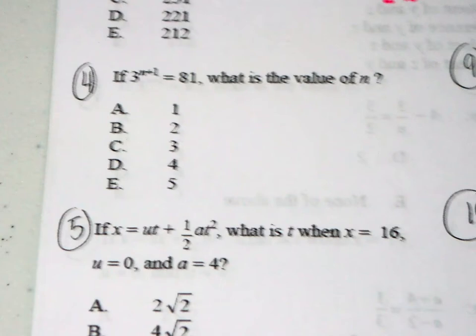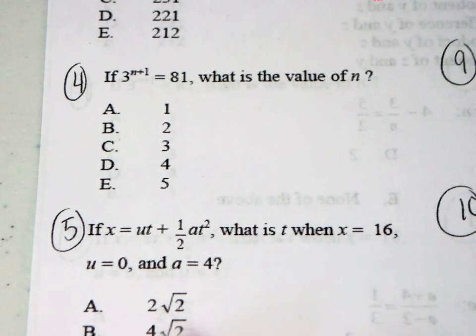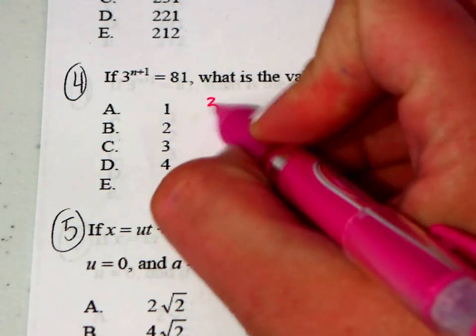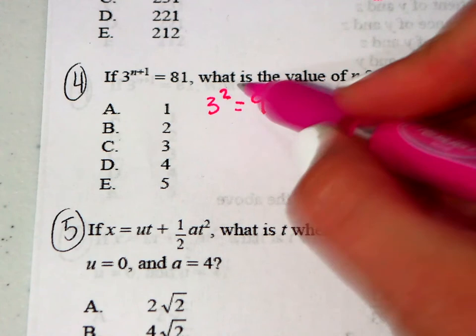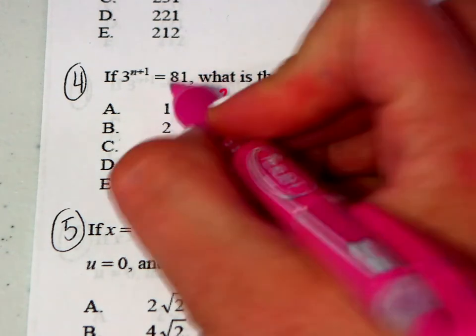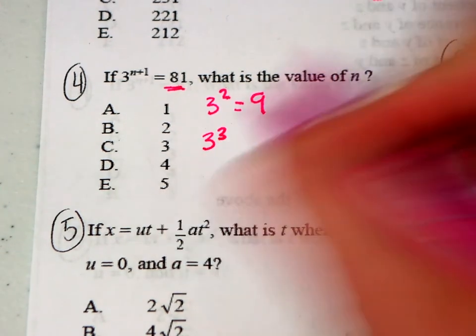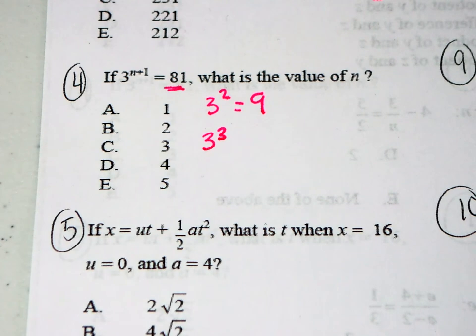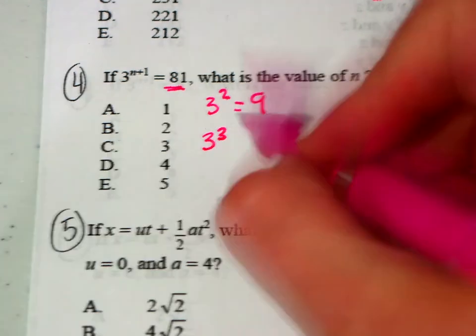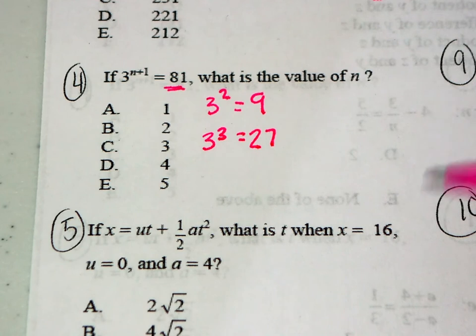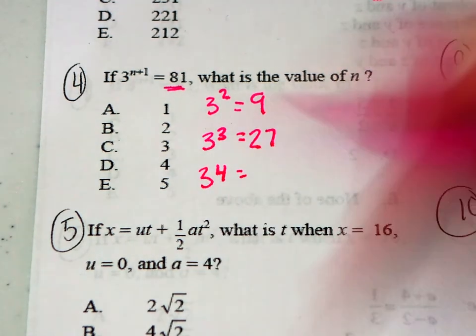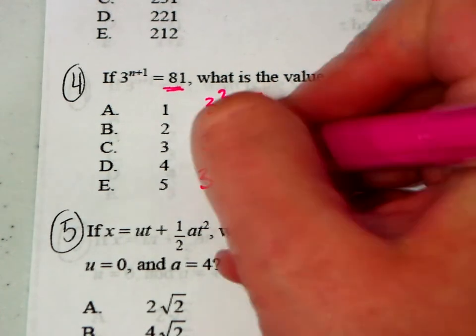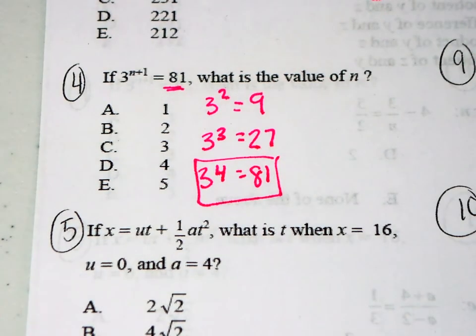All right, number 4. If 3 to the n plus 1 equals 81, what is the value of n? What I would recommend is just testing answers. So what is 3 to the 2nd? Well, 3 squared is 9. So 3 squared is definitely not working here. We want something that's going to give us 81. So then I'm going to do 3 cubed. Honestly, off the top of my head, I don't know what that is. It's 27. Okay, again, not 81. 3 to the 4th. 3 to the 4th actually is 81, so we know that we have the correct power.